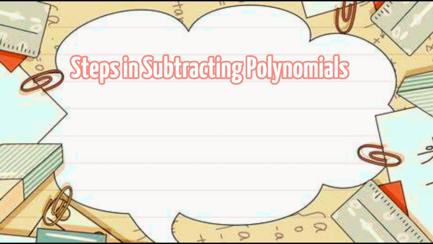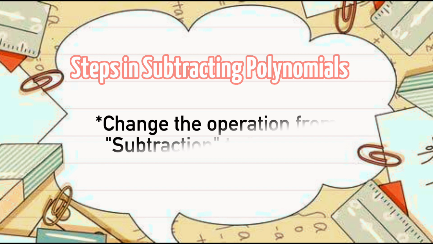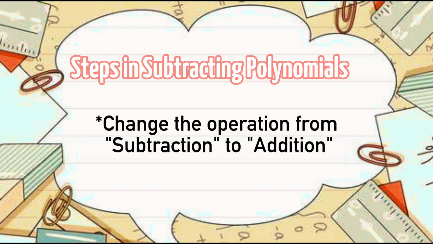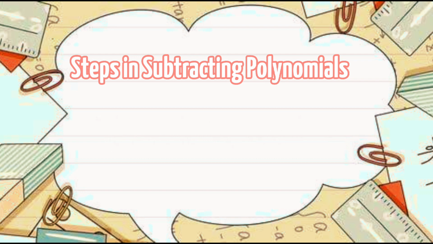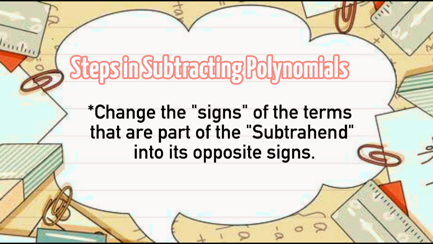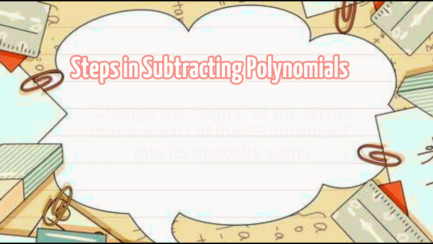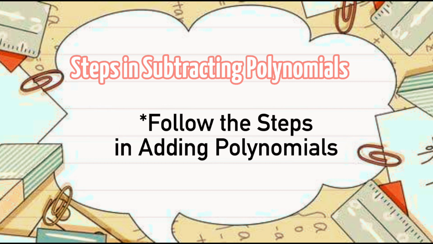Here are the steps in subtracting polynomials. First, change the operation from subtraction to addition. Second, change the signs of the terms that are part of the subtrahend into its opposite signs. Lastly, follow the steps in adding polynomials.